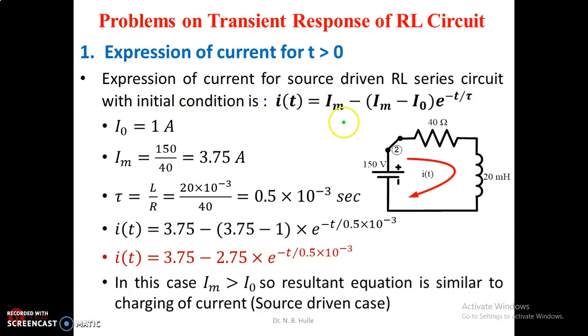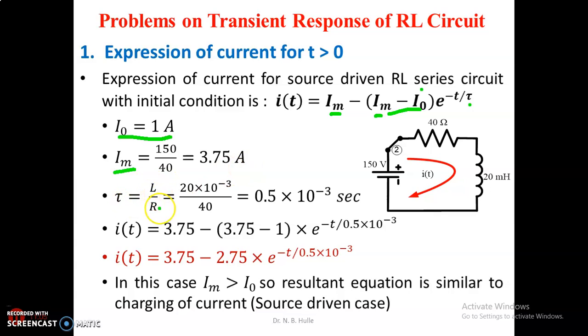Again, the expression for this case will be the same: I of t is equal to Im minus I naught into e raised to the power of minus t by tau, where Im is the current after switching, I naught is the current before switching, and tau is the time constant. Now here also I naught is 1 ampere. Im is 150 upon 40, because that will be the maximum current, which is 3.75 amperes.